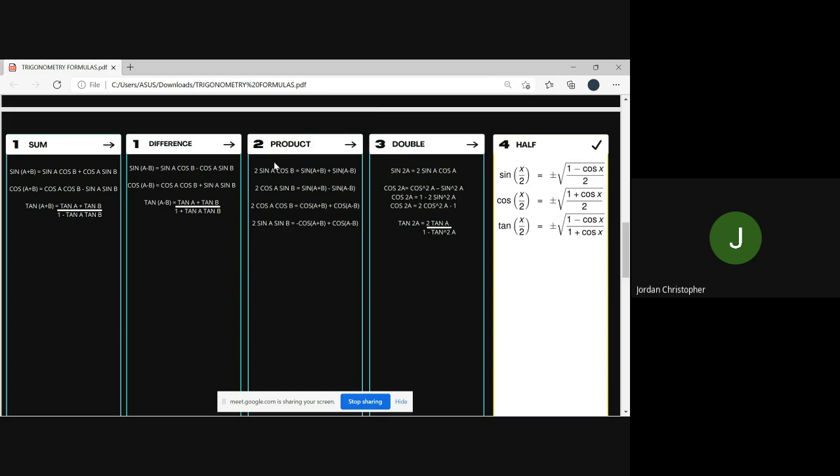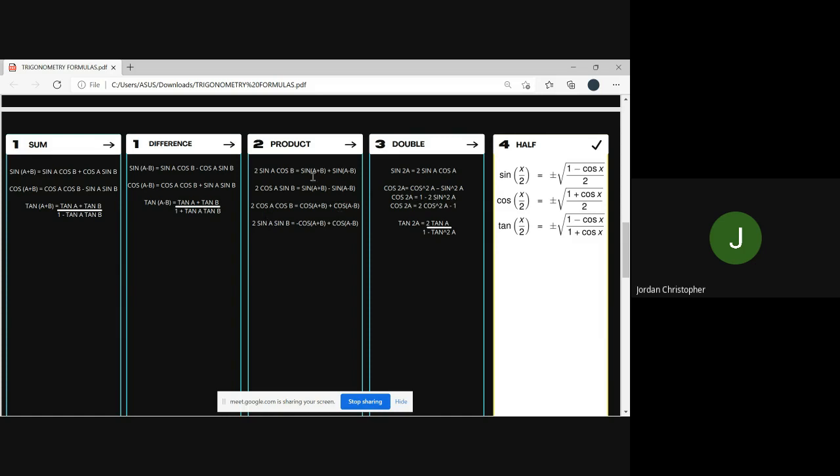And the next one is the product formulas. We have the number 2 in the front, so it's 2 sine a cos b. It equals sine a plus b plus sine a minus b. Next one is 2 cos a sine b equals sine a plus b minus sine a minus b.